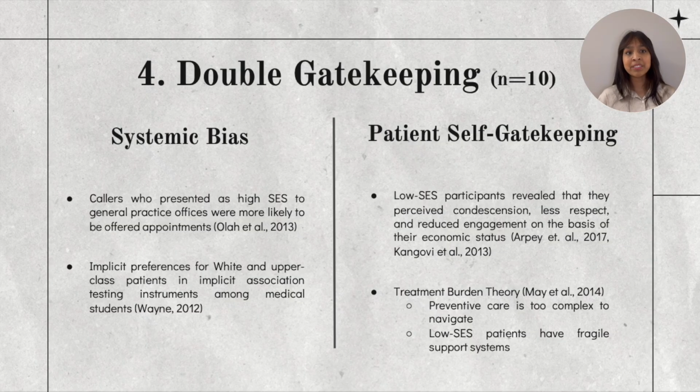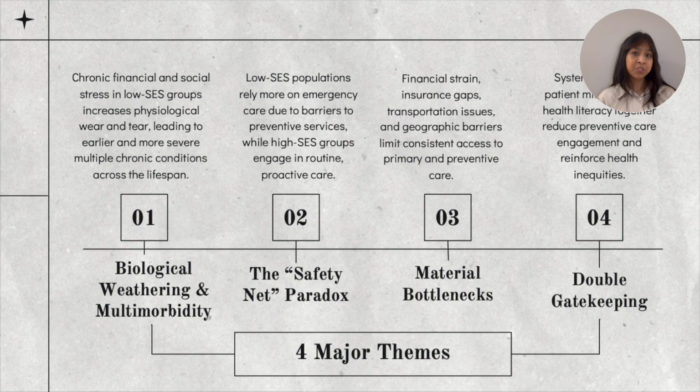Healthcare systems also place heavy demands on patients through complex insurance systems, multiple appointments, and complicated treatment instructions. This creates what researchers call treatment burden, which disproportionately affects lower income groups. Health literacy plays an important role as well, with many low income patients unaware of available services or unable to navigate complex systems. Overall, these results demonstrate that socioeconomic status functions as a structural determinant of health, not simply a measure of income.